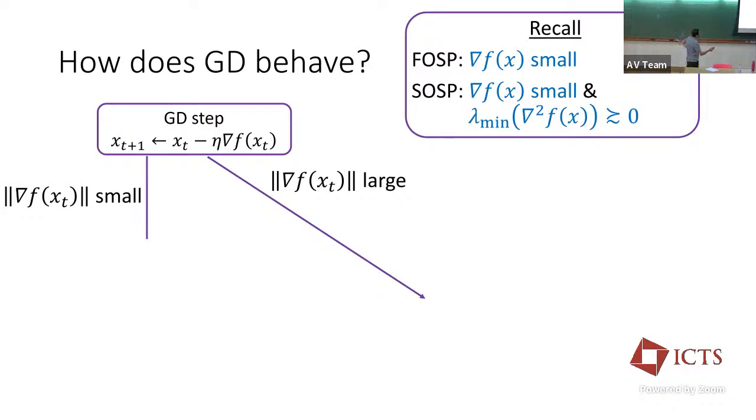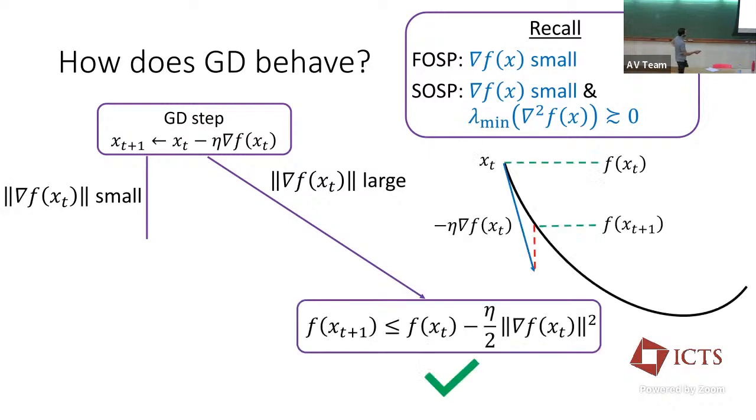So when the norm of the gradient is large, we know that the function value decreases by at least this much. And that's precisely this inequality here, right? Because of smoothness. Okay. And in this case, we are happy because the function value decreases significantly. And because the function is lower bounded, this can happen only so many times. It cannot just keep happening repeatedly, right?